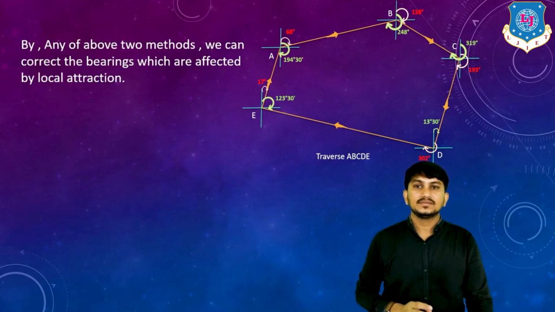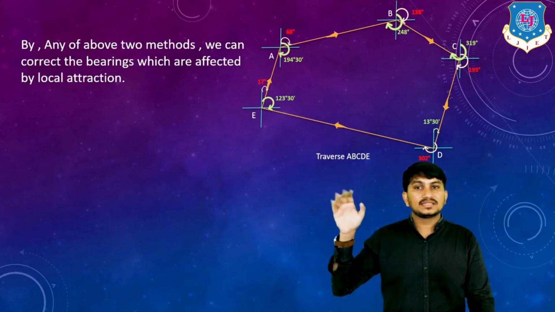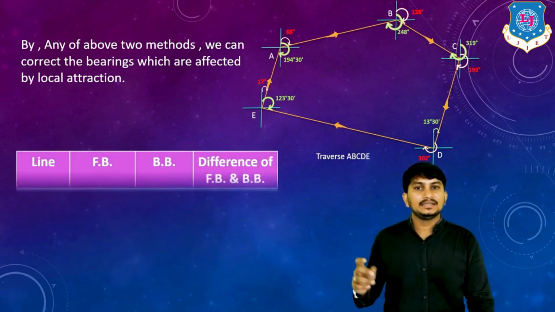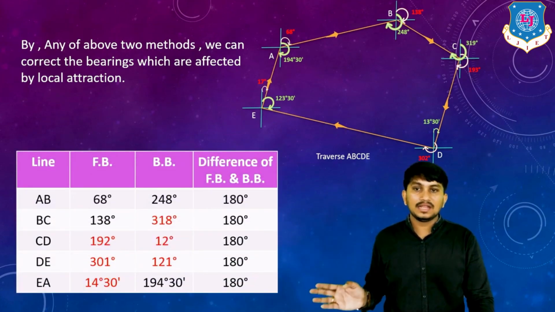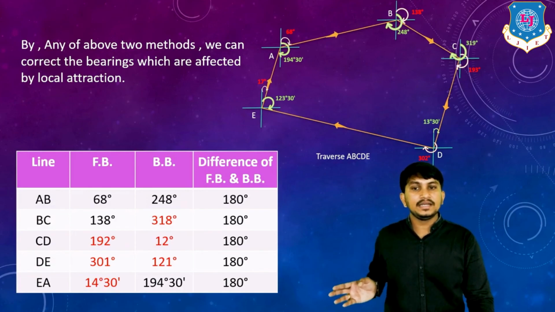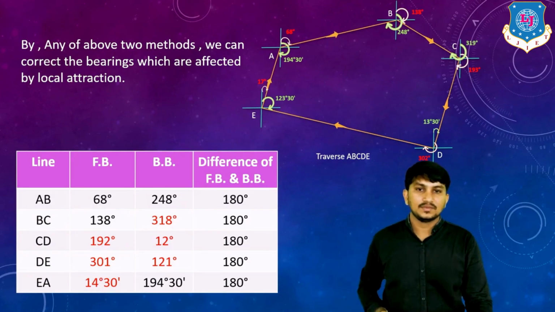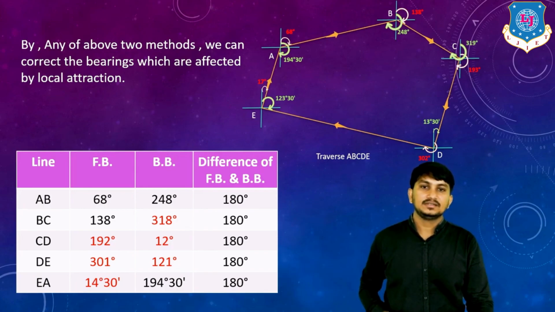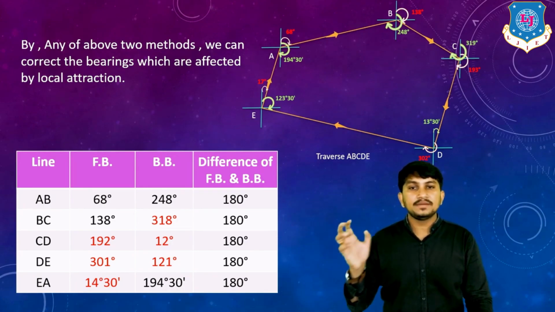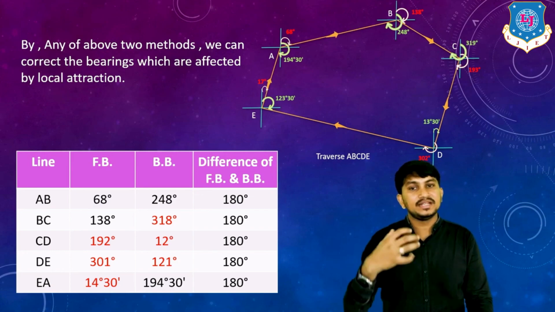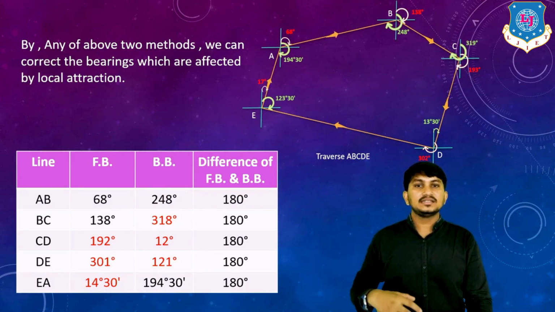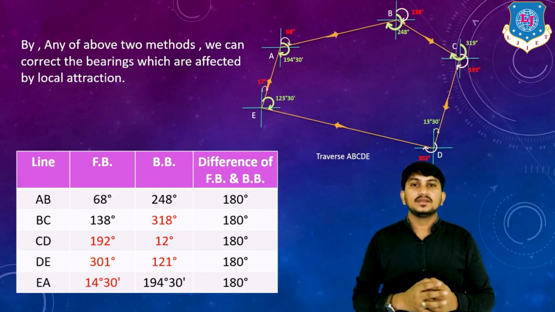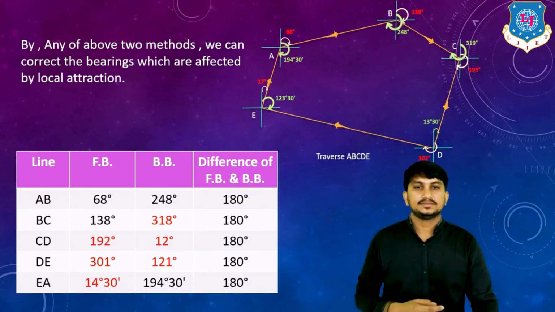By either of the above two methods, we can correct the bearings which are affected by local attraction, and the final readings of all lines AB, BC, CD, DE and EA are shown in this table. Here all differences are 180 degrees. So these are the corrected FB and BB values, or corrected bearings. This is how we can calculate interior angles and corrected bearings.